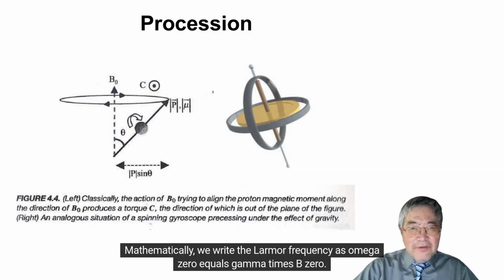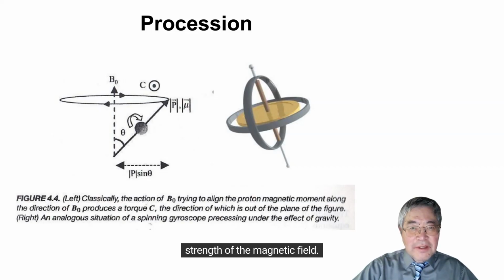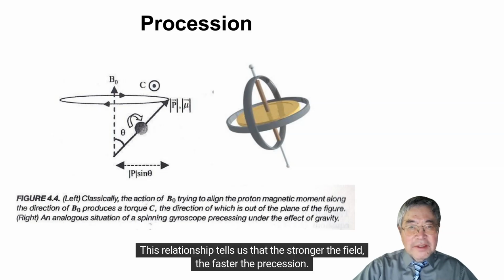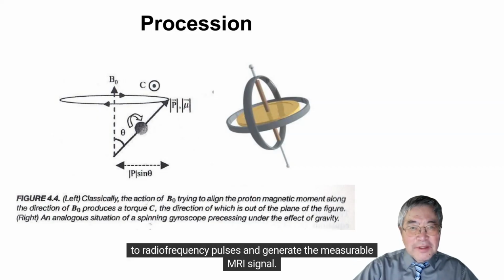Mathematically, we write the Larmor frequency as omega 0 equals gamma times B0. Here, omega 0 represents the precession frequency, gamma is the gyromagnetic ratio, and B0 is the strength of the magnetic field. This relationship tells us that the stronger the field, the faster the precession. And this precession frequency is the key to MRI because it sets the frequency at which protons respond to radio frequency pulses and generate the measurable MRI signal.